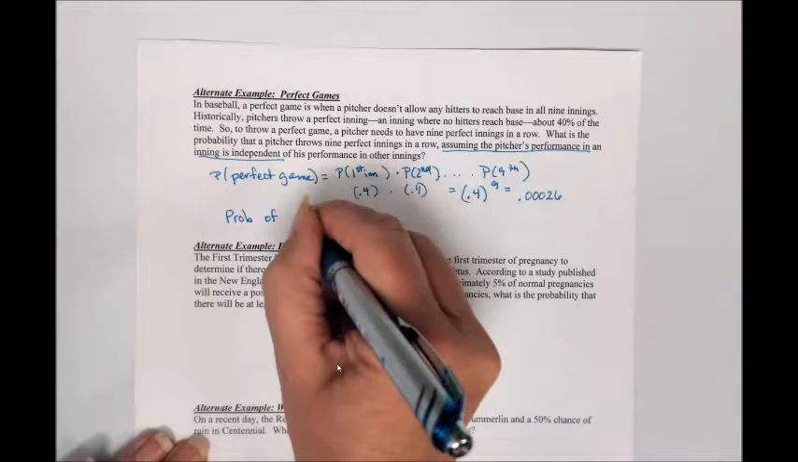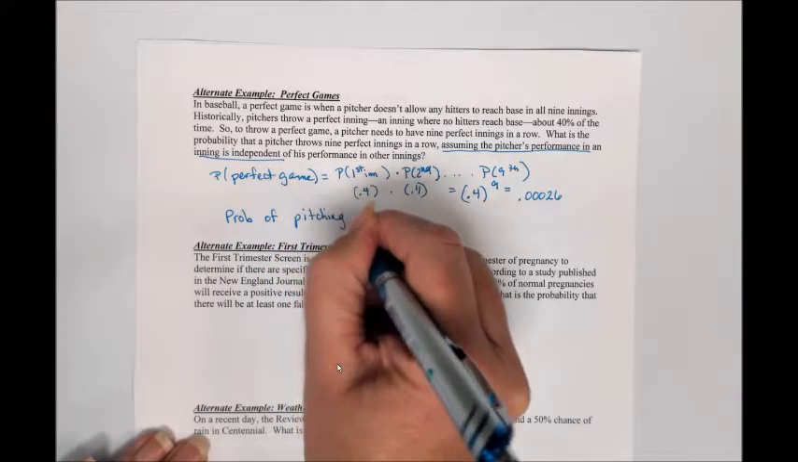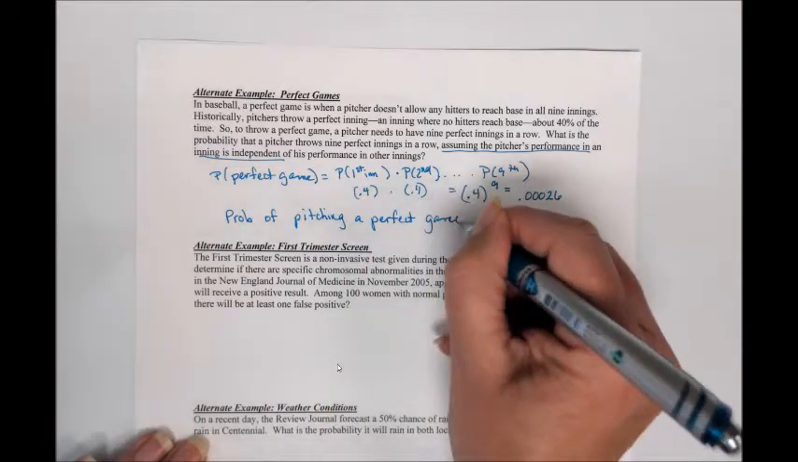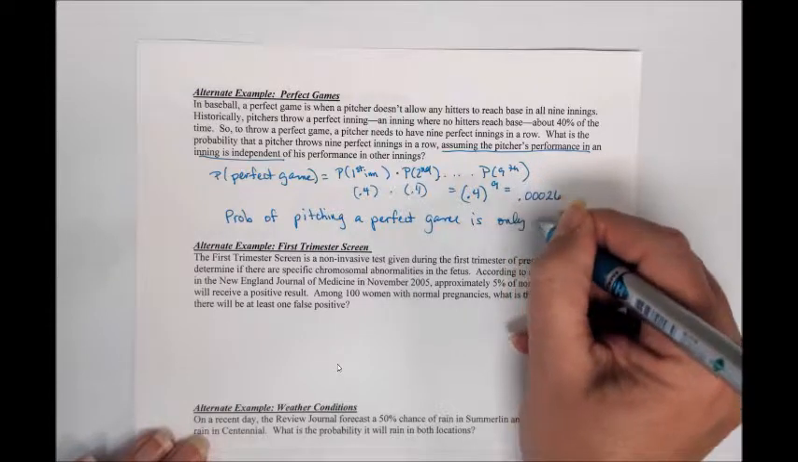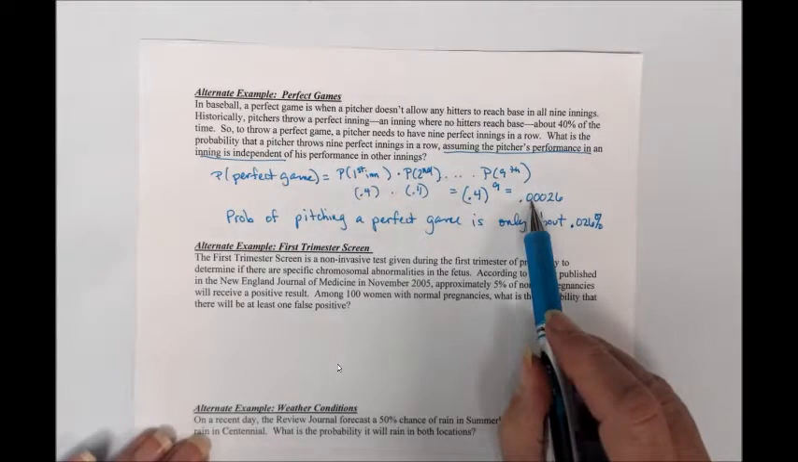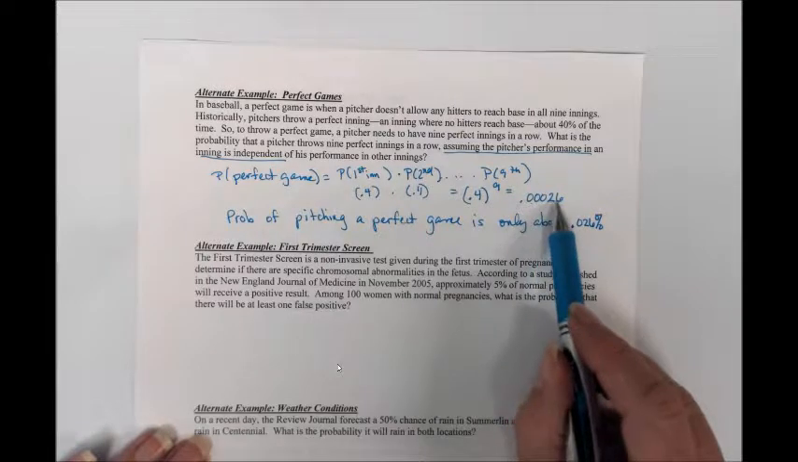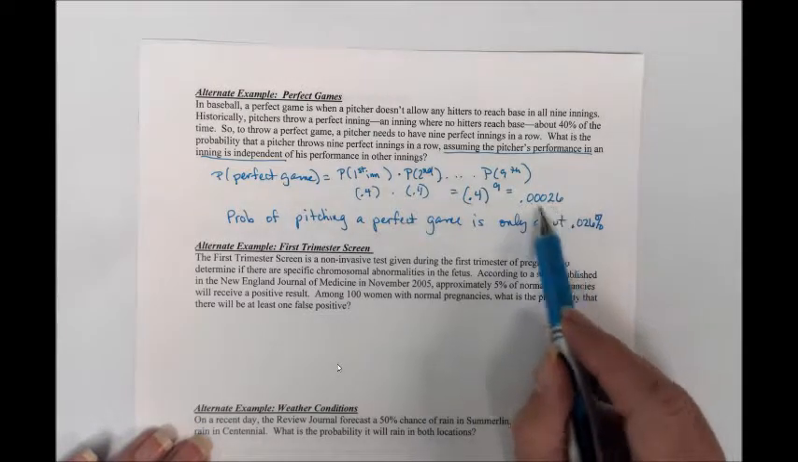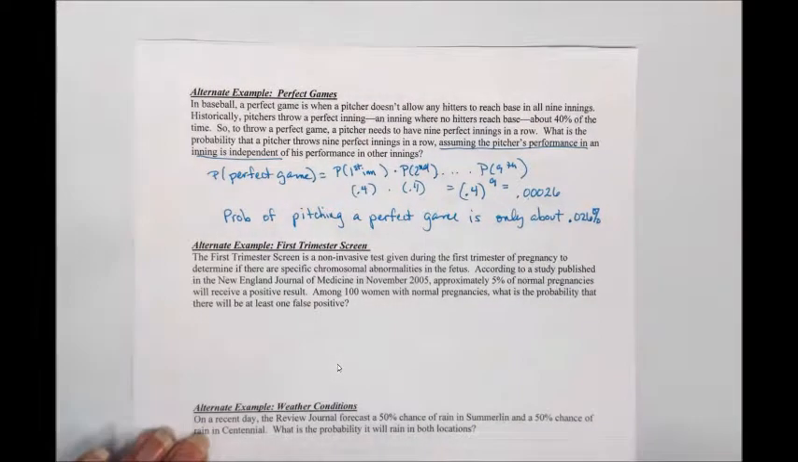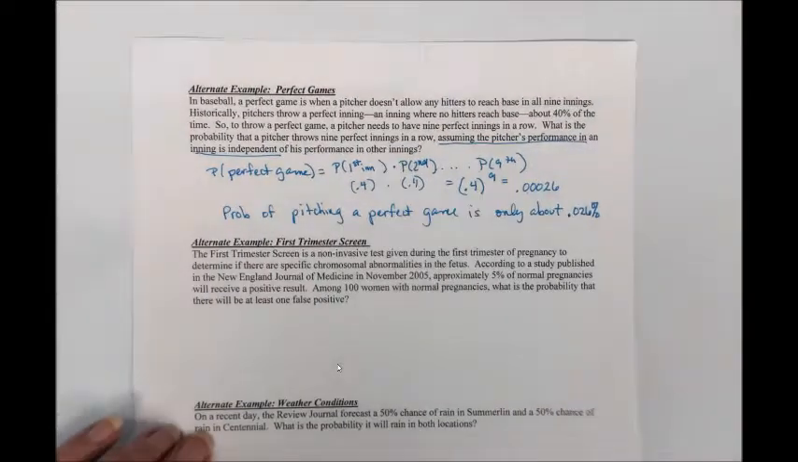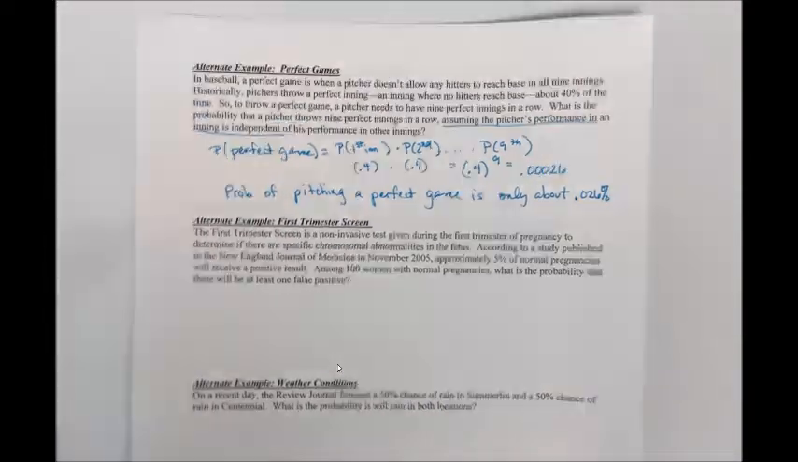So the probability of pitching a perfect game is only about 0.026%. So again, what place value are we at? Tenths, hundredths, thousandths, ten-thousandths. So 26 out of every 10,000 games is going to occur. So again, in the long run, in 10,000 baseball games played, about 26 of them will result in a perfect game for the pitcher.